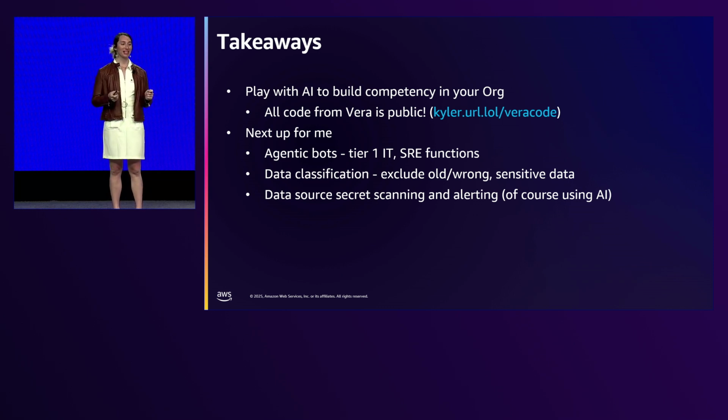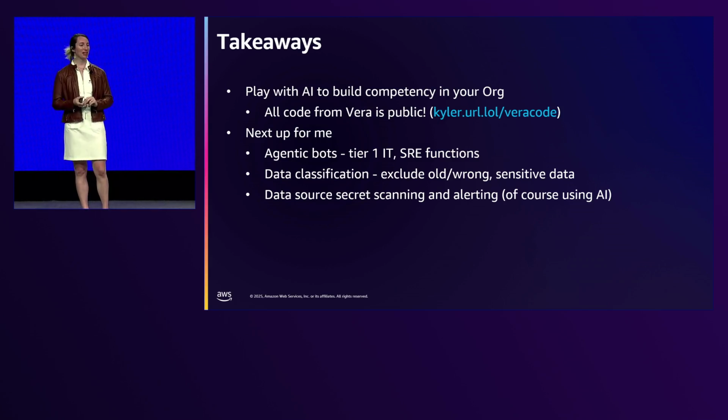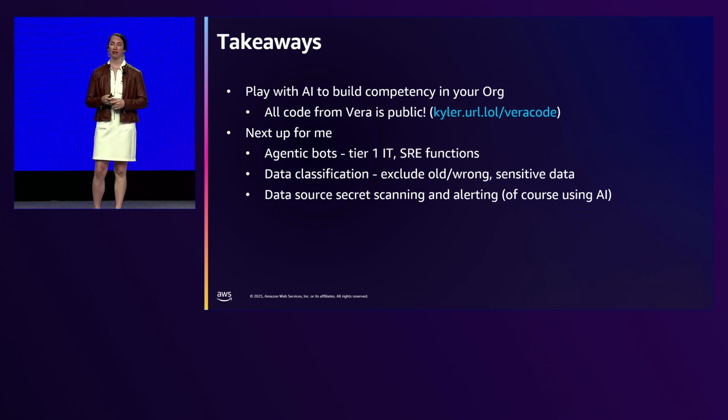Something else that's cool is no one has told me not to make this all public, so this is all open source. I believe it's under the MIT license. KylerURL.lol is a real domain. It's a hilariously real domain. And you can access all of this code yourself. It's all written in Terraform and Python, and you can literally run it in your environment, and it'll spit out a Lambda URL that you can put on a Slack bot, and it will work in your environment. It's totally private. There's no cost at all.